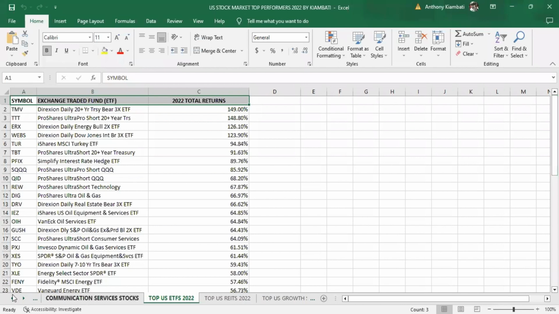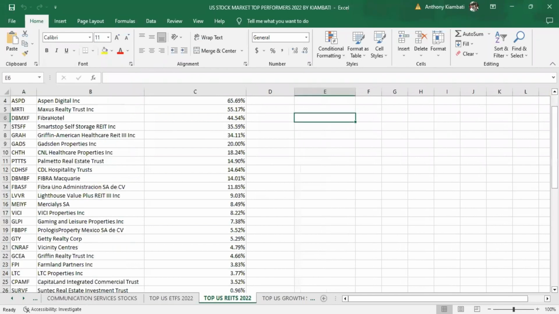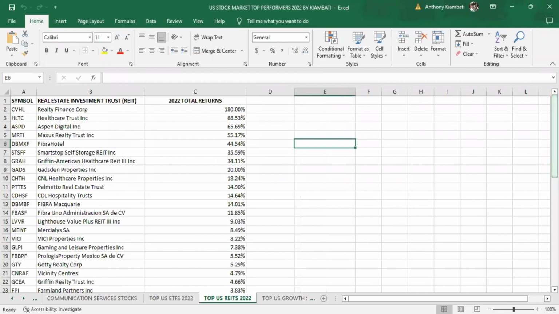Okay, let me go through the REITs. The best performing REITs were Realty Finance Corporation. Number 2 was the Healthcare Trust. Number 3 was the Aspen Digital. Number 4 was the Maxus Realty Trust. And number 5 was the Fibra Hotel.